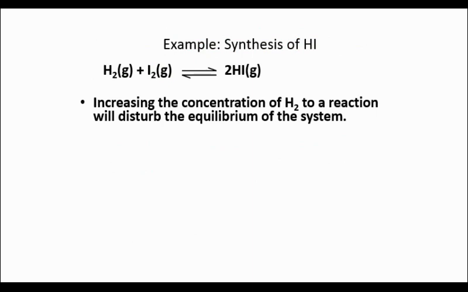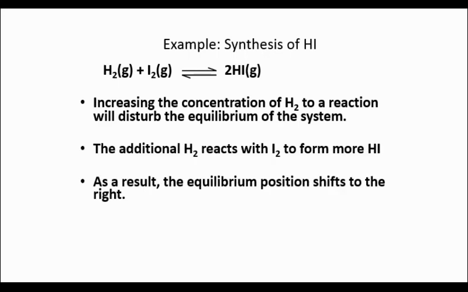Let's look at the example, the synthesis of hydrogen iodide. If we increase the concentration of hydrogen gas, the equilibrium system will be disturbed, so more hydrogen gas will react with iodine gas to form more hydrogen iodide. As a result, the equilibrium position shifts to the formation of hydrogen iodide, or shifts to the right.